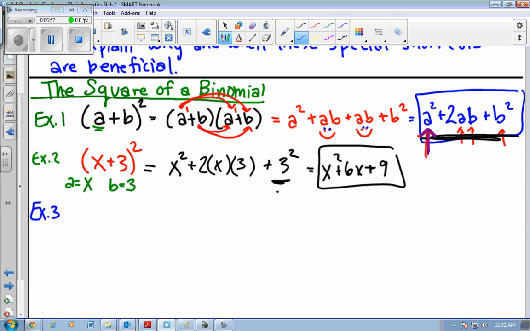So the shortcut is the first guy squared. Everyone say that. First guy squared. Say it, please. First guy squared. Plus 2 times 1 of each of them. Say that, please.